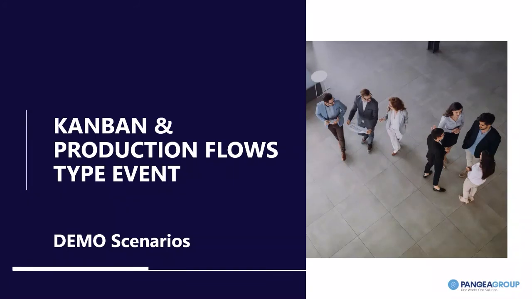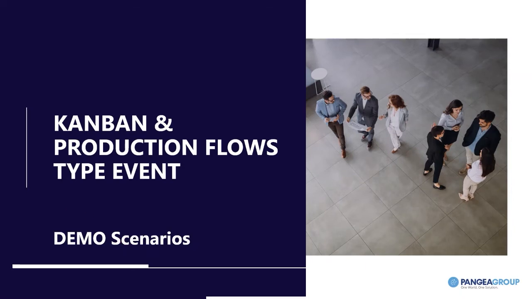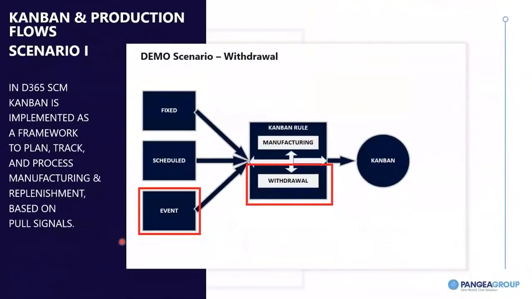Thank you, Diego. Today, I'm in charge of showing you the Kanban planning in D365 supply chain management. So as Esteban mentioned earlier, the Kanban feature is implemented as a framework to plan, track, and process manufacturing and replenishment based on pull signals. I'm going to show you 2 versions of Kanbans. So let's start with the first one.